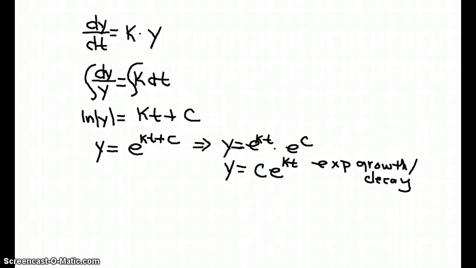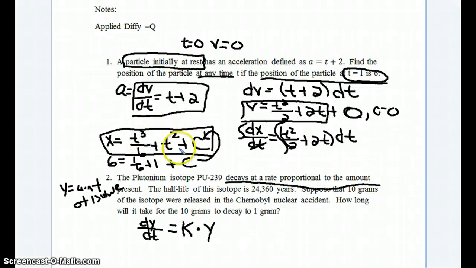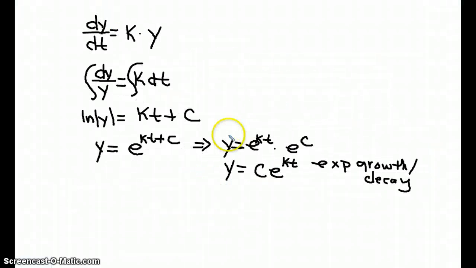You need to go back and look at the problem. So let's see if I can get the problem back up there. It says the half-life is 24,360 years. Suppose that 10 grams of the isotope were released. That's the beginning amount. That's 10 grams released in the nuclear accident. So that means at time 0, there were 10 grams. So if I go back to this problem, when t is 0, there are 10 grams.